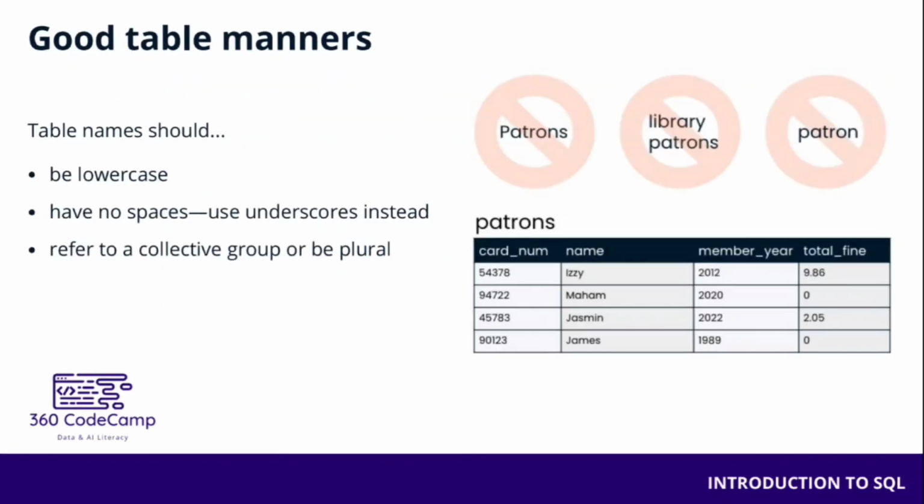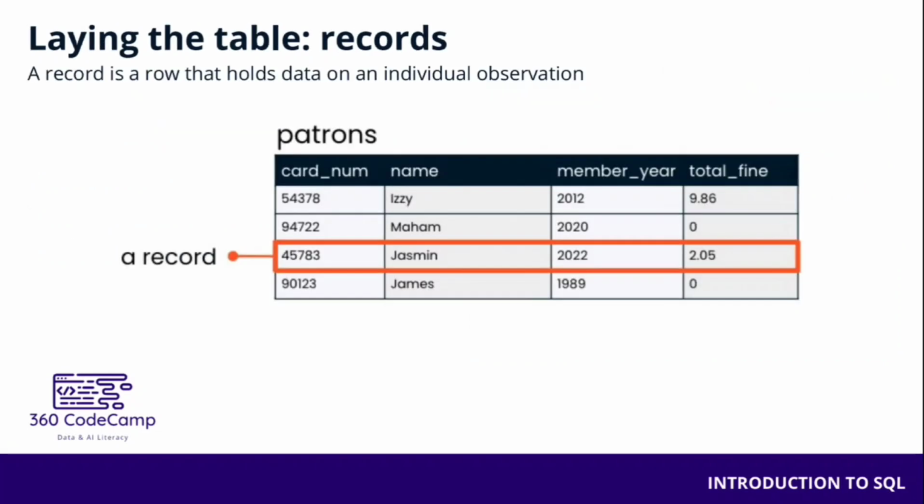Now, let's talk about table names. This is where good table manners come in. When naming tables, keep them lowercase and avoid spaces. Use underscores instead. Ideally, a table name should refer to a collective group like inventory, but it's also fine to use plural names like products. Just keep it clear and concise.